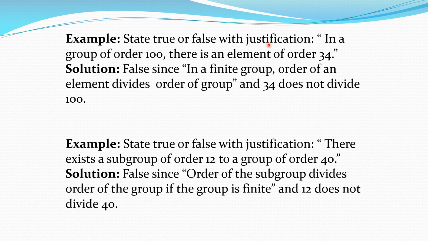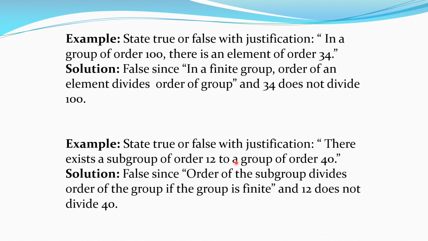State true or false with justification. In a group of order 100, there is an element of order 34. Now we have seen that in a finite group, the order of an element divides the order of the group. Here, the group has order 100, which is finite, and the order of the element is 34, but the order of an element must divide the order of the group, and 34 does not divide 100. So there does not exist an element of order 34 in a group of order 100. It means the statement is false.